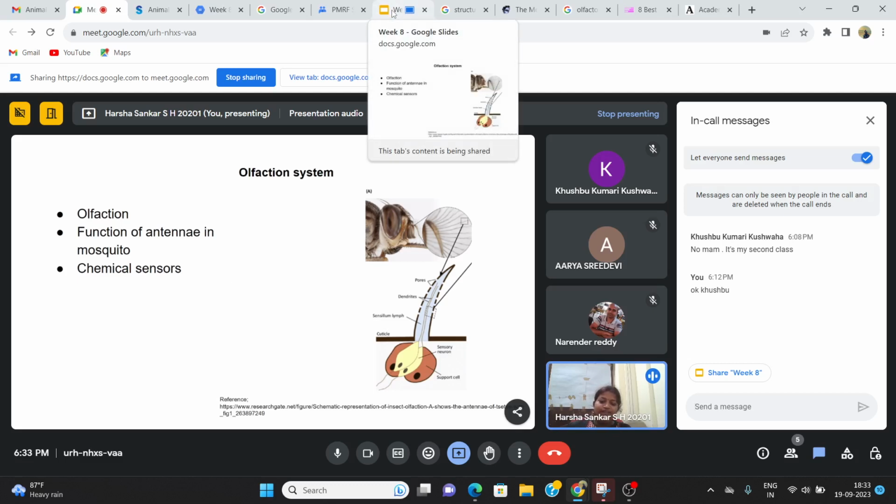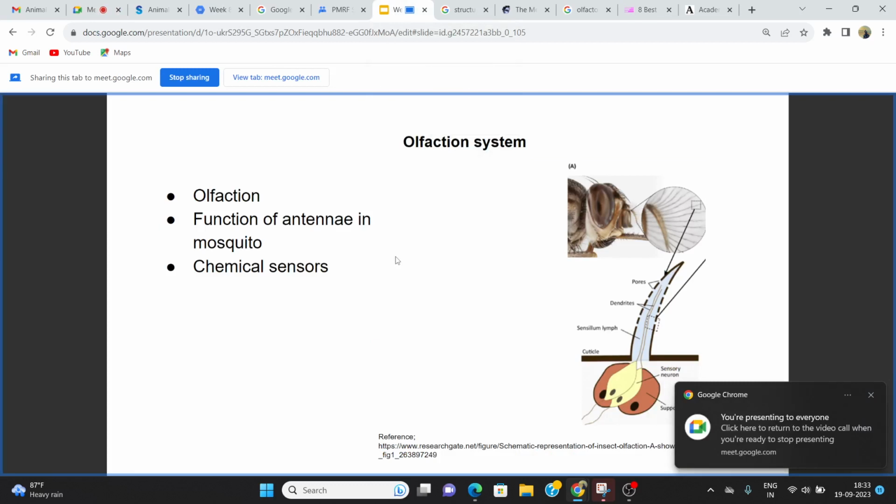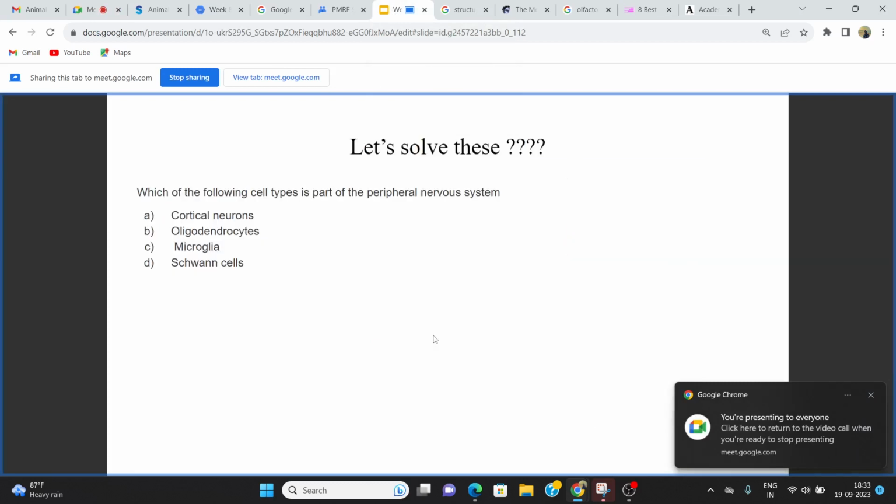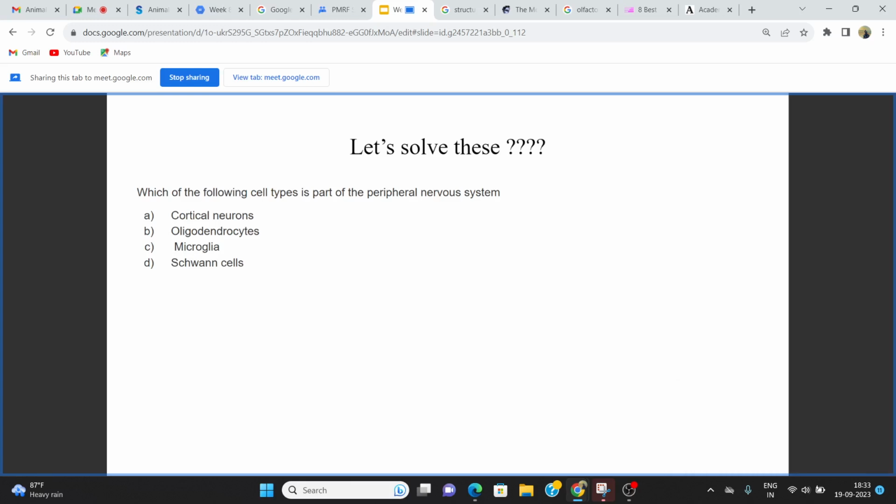Now we'll go ahead with the questions. I will read the question. You can text in the chat box first, whichever option you are feeling, then we'll discuss the question, okay? So first question. Which of the following cell types is a part of the peripheral nervous system? This is mainly regarding last week, and sir started this week's lecture with this particular part. So try to recollect.